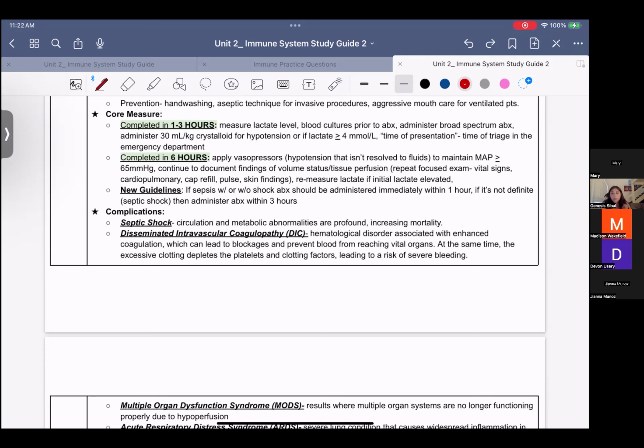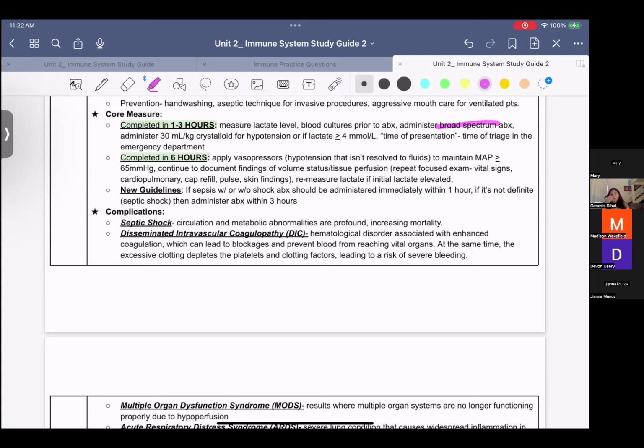We administer broad spectrum antibiotics. So just be careful because sometimes she likes to say we administer antibiotics, which is not wrong, but it has to say broad spectrum. So just make sure you're paying attention to that for sure. And then we administer 30 mLs/kg crystalloids for hypotension, or if their lactic acid is above 4. And so, yeah, it's just kind of memorizing that one. So we're just going to be giving IV fluids. That's what I would just think.